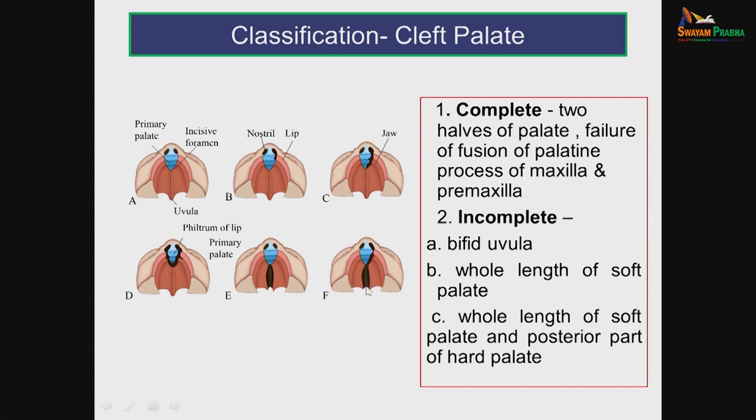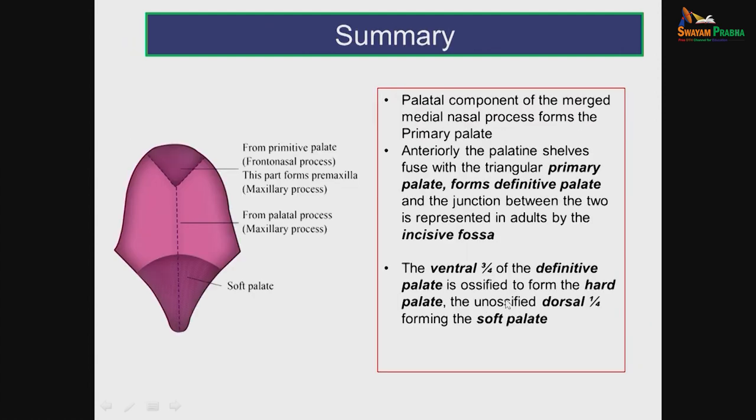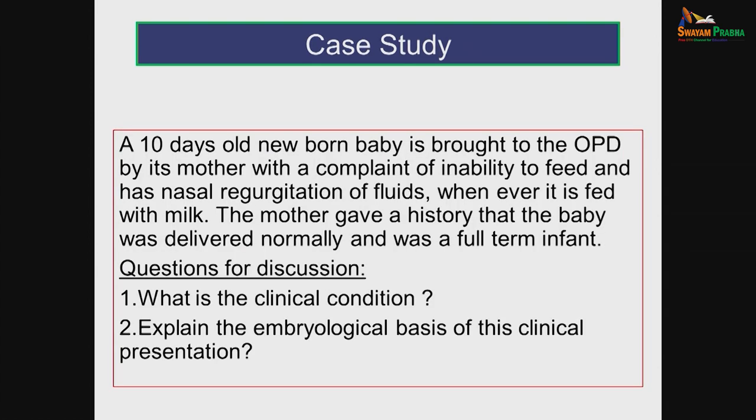Incomplete can be a bifid uvula, where the uvula alone is divided, or it can affect the whole length of the soft palate, where the soft palate alone is involved, or it can involve the whole length of soft palate and the posterior part of the hard palate. This is incomplete. Complete is when the entire palate is involved. It is in the form of two halves. So that completes the development of the palate and its congenital anomalies.